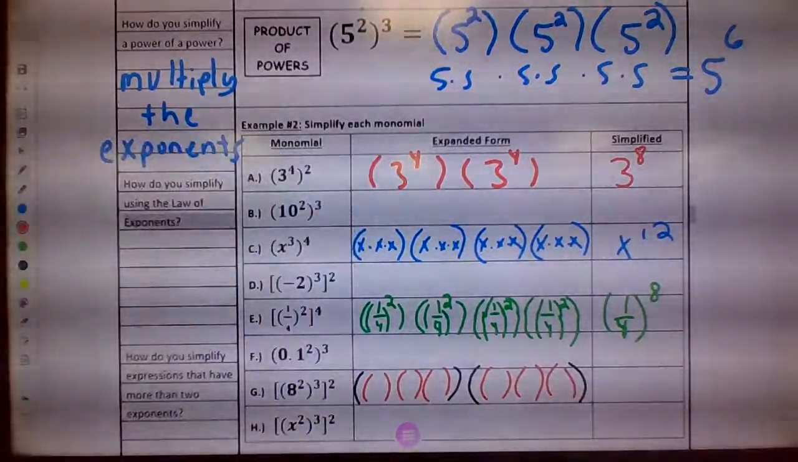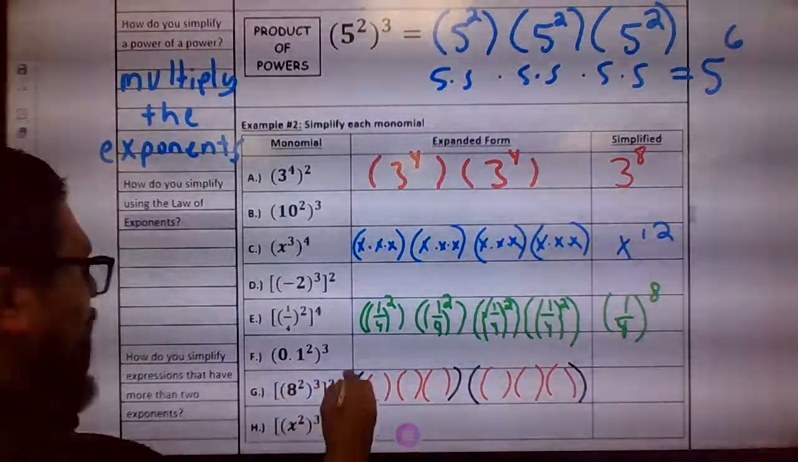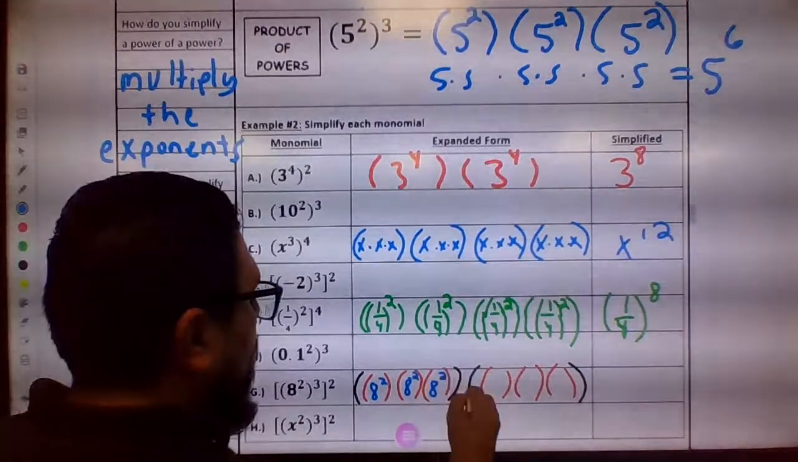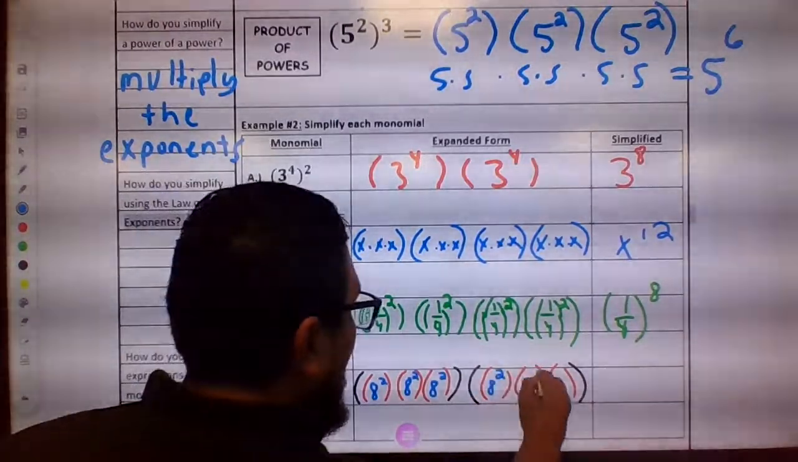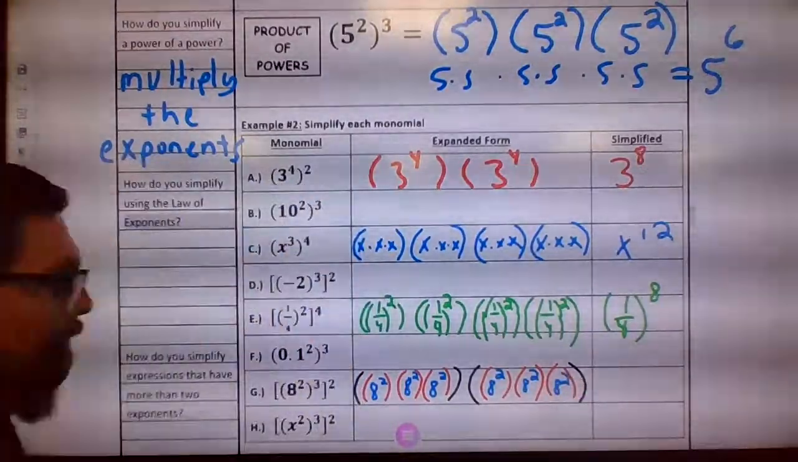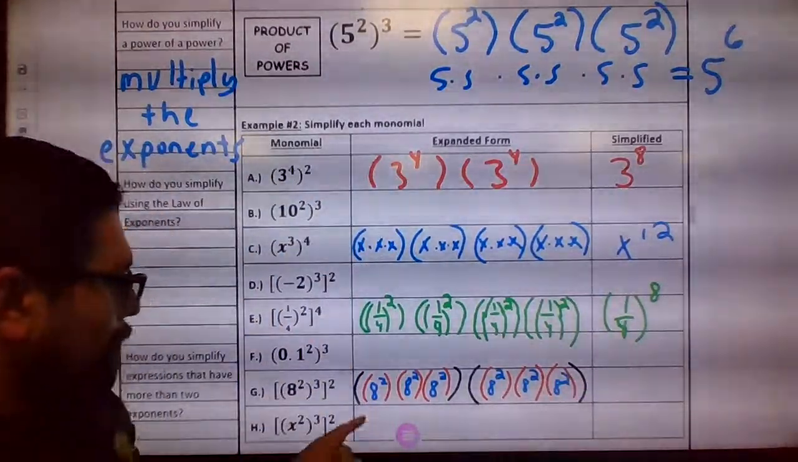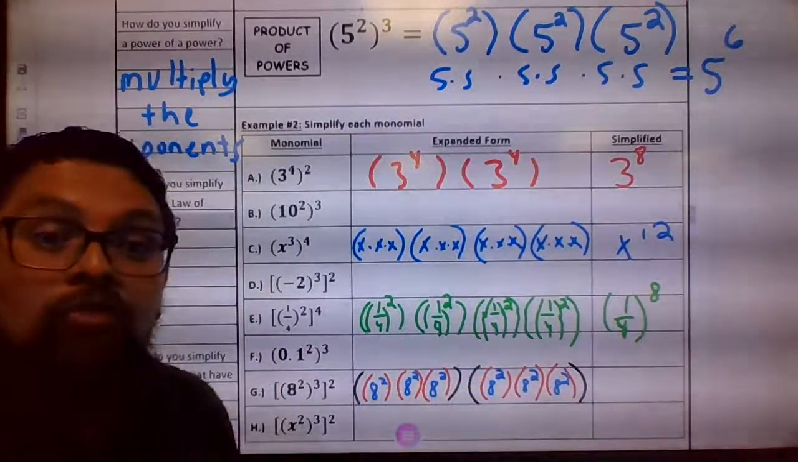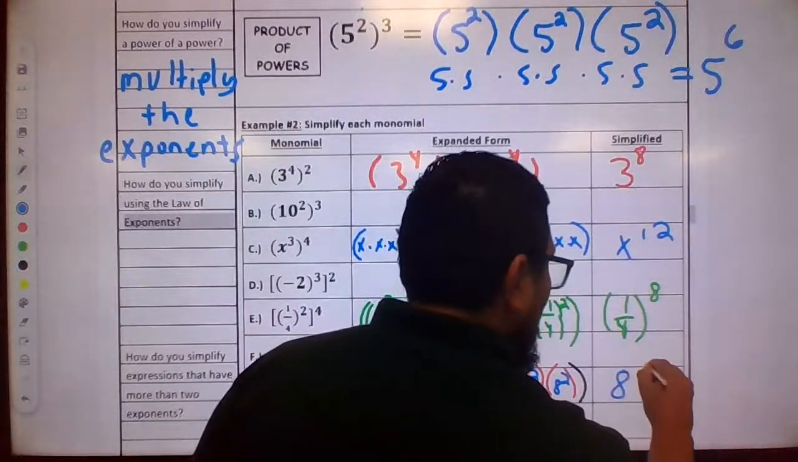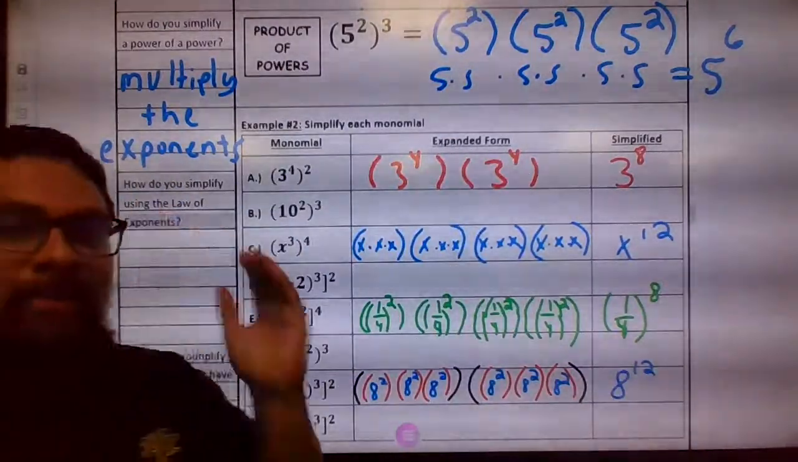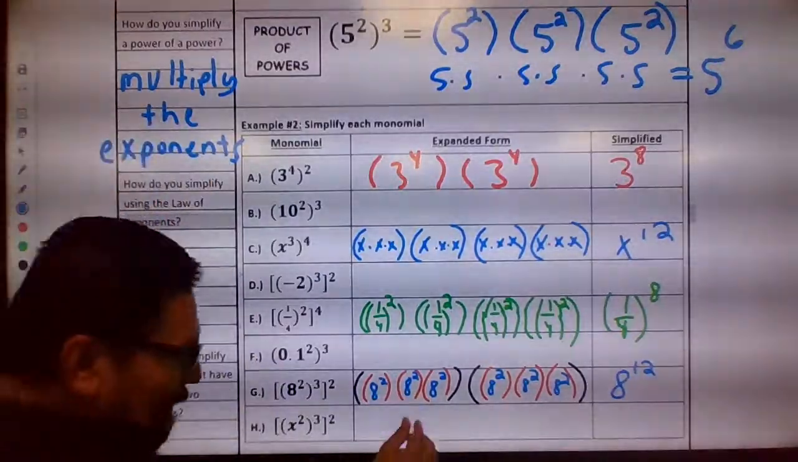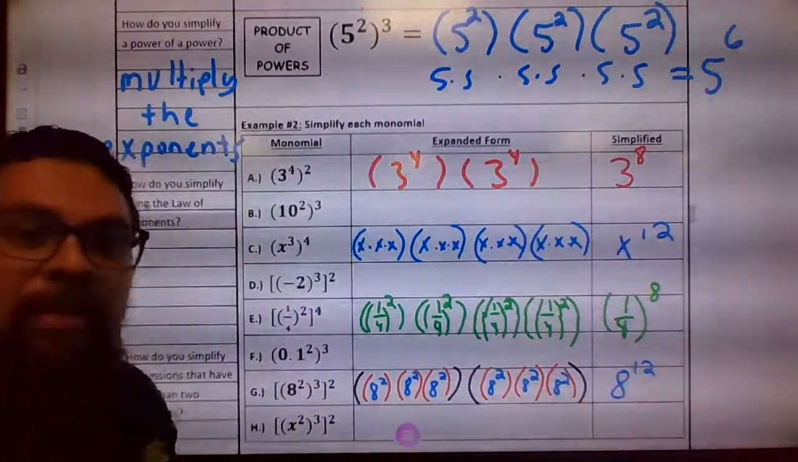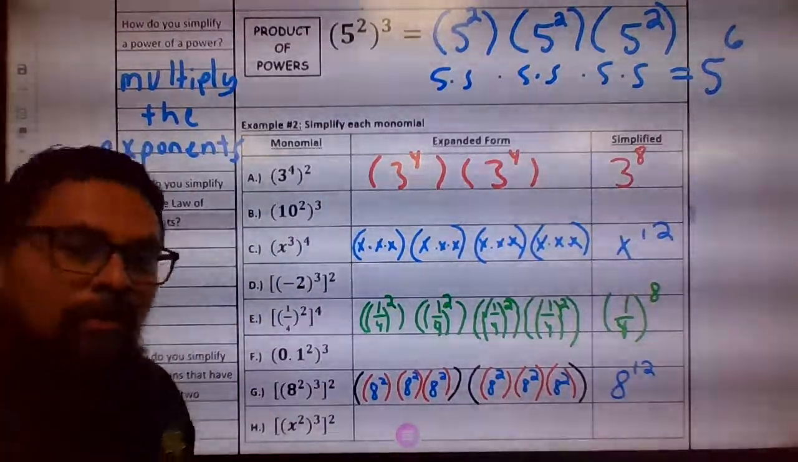1, 2, 3. And then what's on the inside? 8 squared. So 8 squared, 8 squared, 8 squared, 8 squared, 8 squared, 8 squared. Okay, so how many 8s are there? 2, 4, 6, 8, 10, 12. 12 8s. 8 to the 12. This is like the little Russian dolls that I was telling you. See how it's little? Then it gets bigger, and then it gets bigger, and then it gets the whole thing. Just like the little Russian dolls that I showed you in the video, okay?